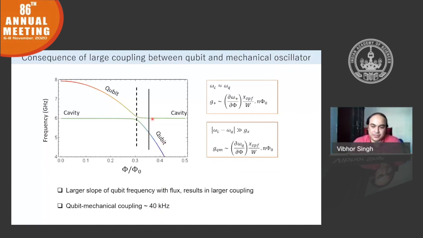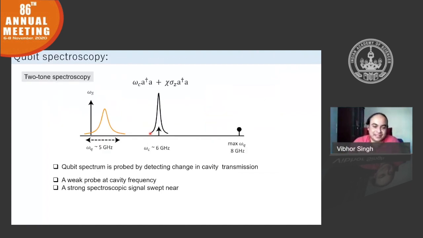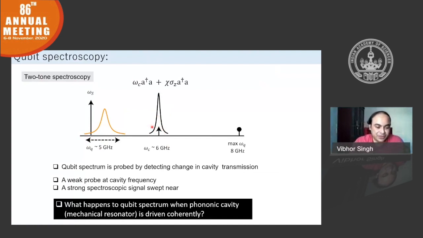So in order to measure the qubit spectrum, we resort to two-tone qubit spectroscopy. This is again a slightly technical aspect, but we park the cavity at around 6 gigahertz and detune the qubit near 5 gigahertz. We send a spectroscopy tone near the qubit transition while maintaining a probe tone at the cavity frequency. The moment we hit any transition in the qubit spectrum, we see a change in transmission at the probe. That's how two-tone spectroscopy works. We wanted to ask: due to this large electromechanical coupling, what is happening to the qubit spectrum?